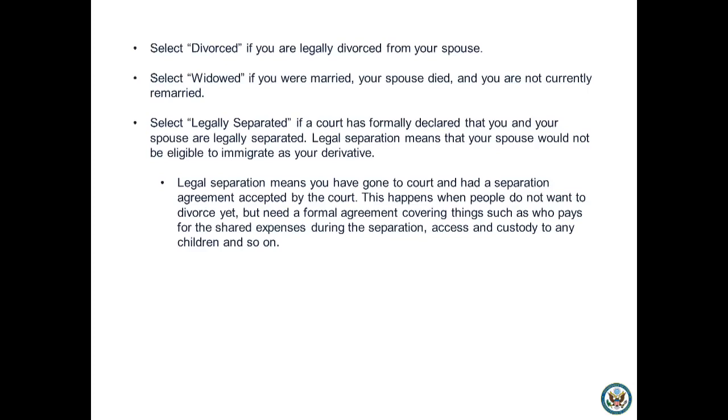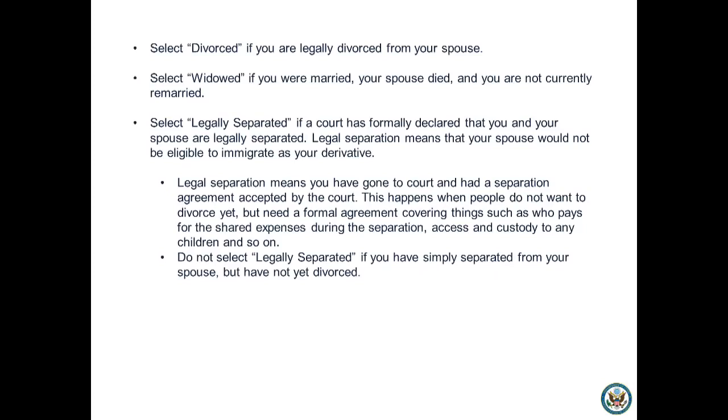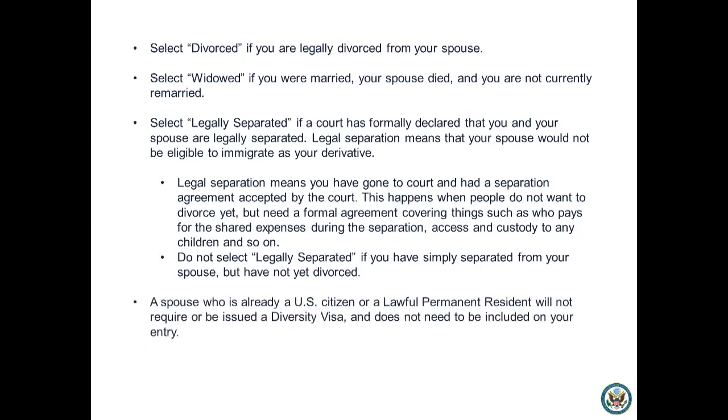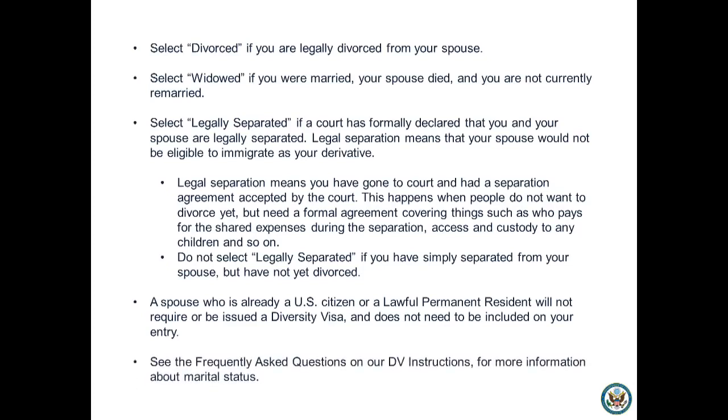This happens when people do not want to divorce yet, but need a formal agreement covering things such as who pays for the shared expenses during the separation, access and custody to any children, and so on. Do not select legally separated if you have simply separated from your spouse but have not yet divorced. A spouse who is already a U.S. citizen or a lawful permanent resident will not require or be issued a diversity visa and does not need to be included on your entry. See the frequently asked questions on our DV instructions for more information about marital status.